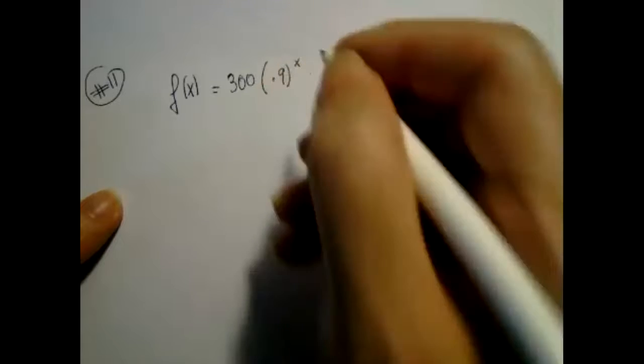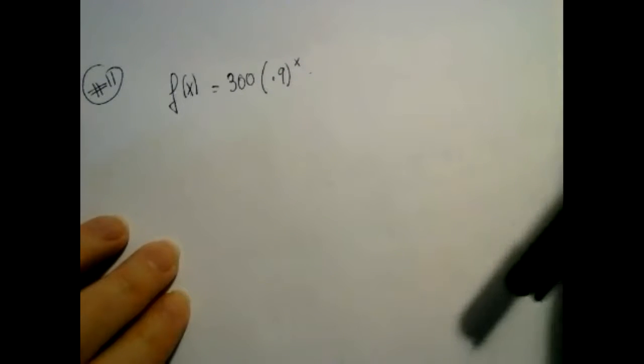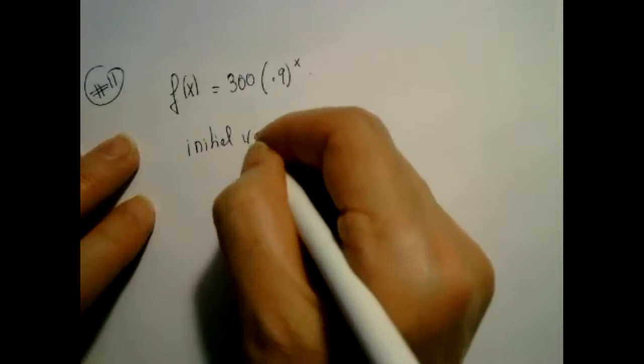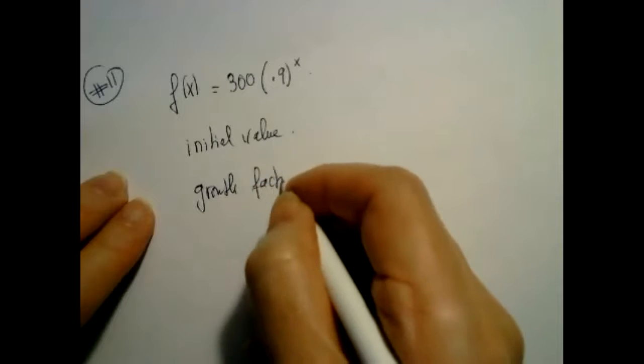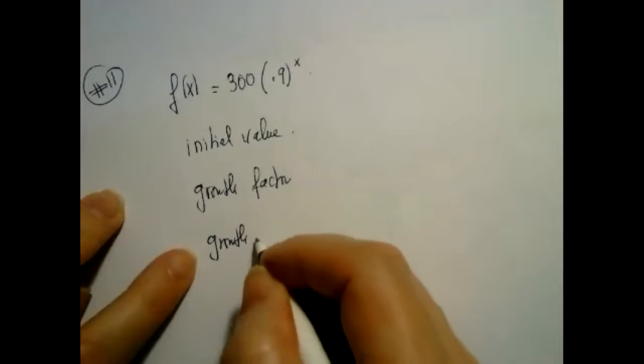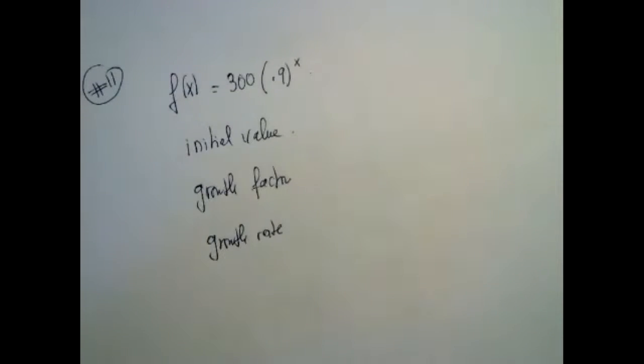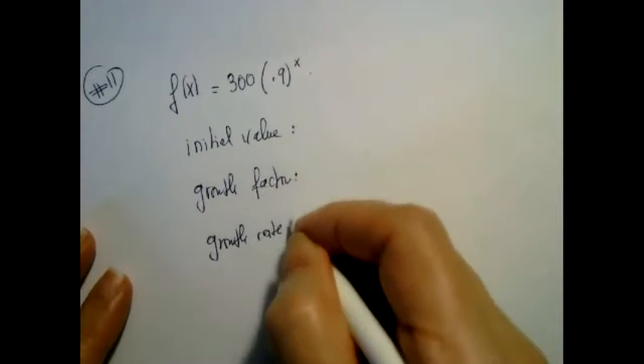I'm still on the same problem, number 11, and the same type of question. I have f of x equals 300 times 0.9 to the x. Please, each one of you try to do it, because if you make mistakes, you know what you're doing wrong. Again, what's the initial value, which I think all of us should know? What's the growth factor? And the growth rate means by what percent is it changing per unit. So initial value, growth factor, growth rate.